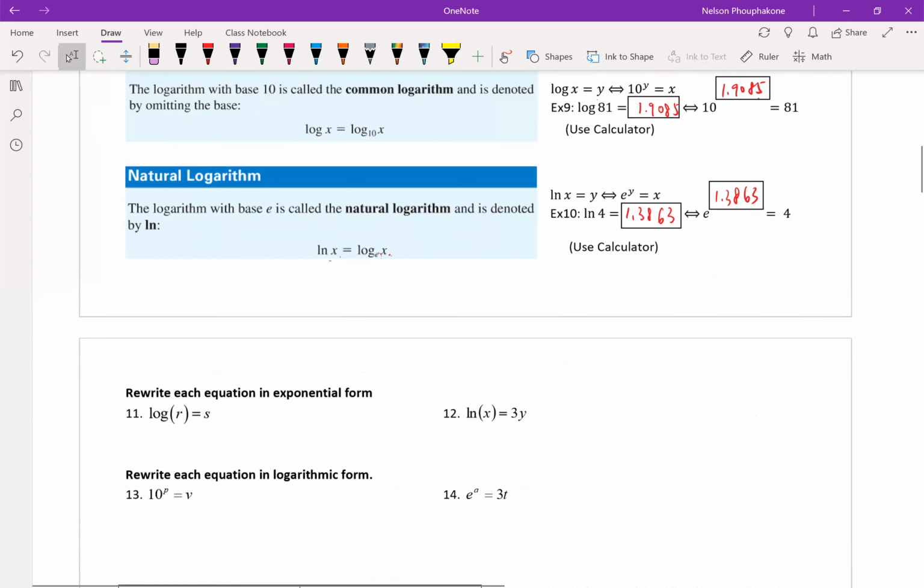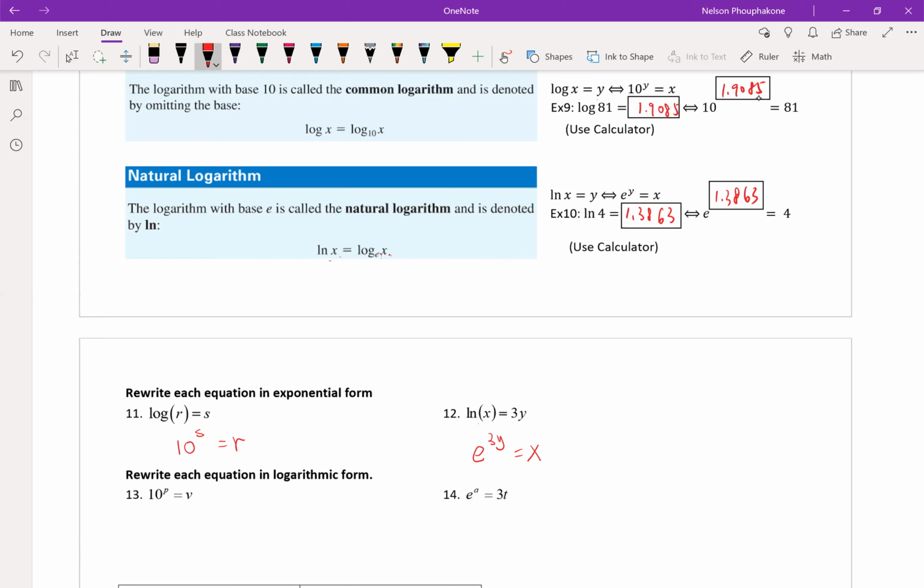Okay, so now, let's see how we actually write back and forth between the common log and the natural log. For this one, if I have log of r equal to s, then remember the base is 10, so 10 to the s must be equal to r. And how about this one? I have natural log of x equal to 3y. Then remember for natural log, the base is e, so I have e to the 3y equal to x.